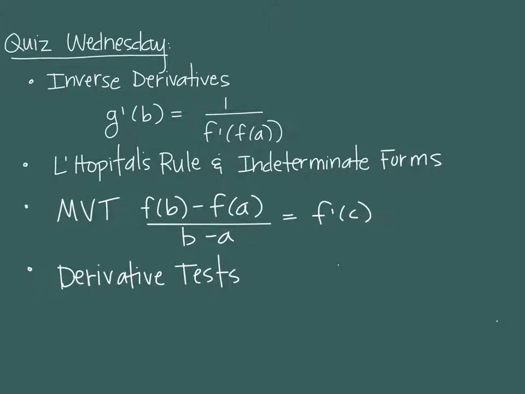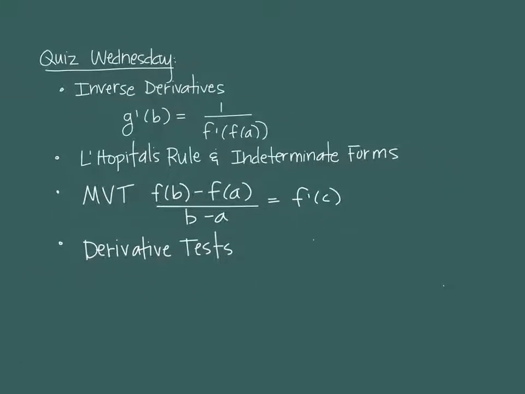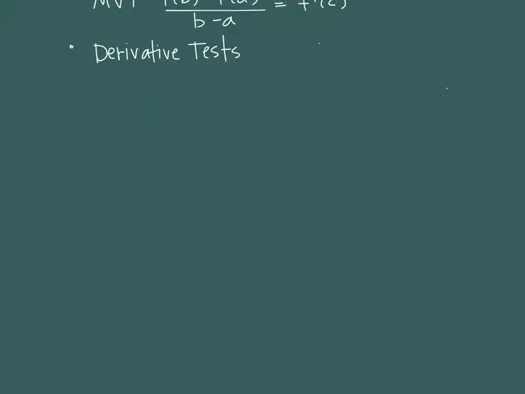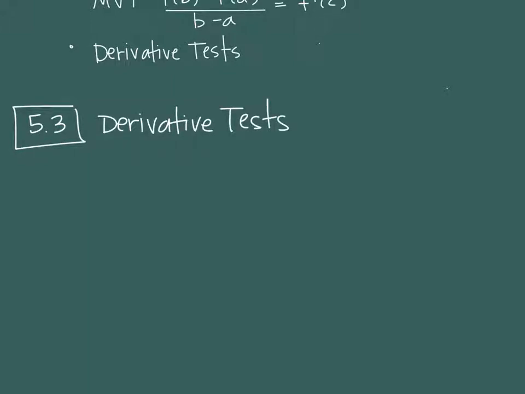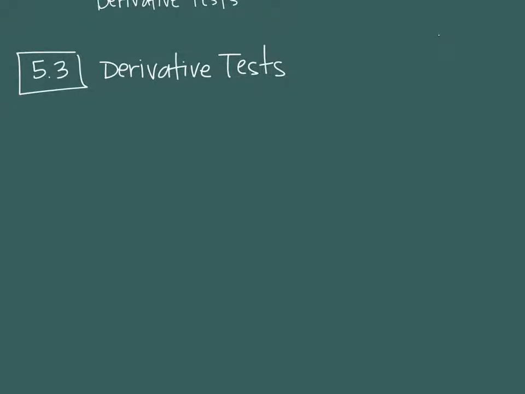Okay, and then the last thing are the derivative tests. And so we'll finish those up today. So you've got the first derivative test for maxes and mins, and then we're going to do second derivative also. All right, so that leads us up to 5.3. And so 5.3 are the different derivative tests. So what can you learn from the first derivative and the second derivative?